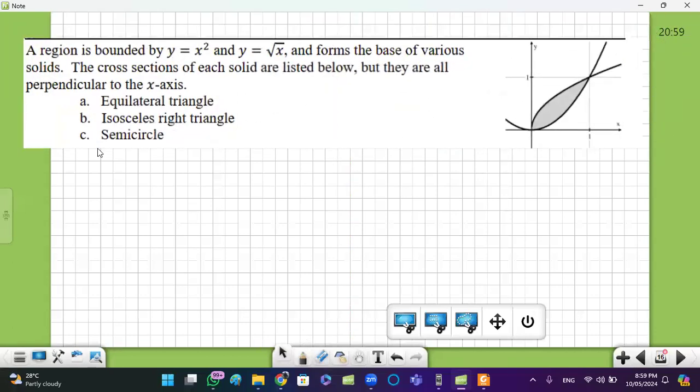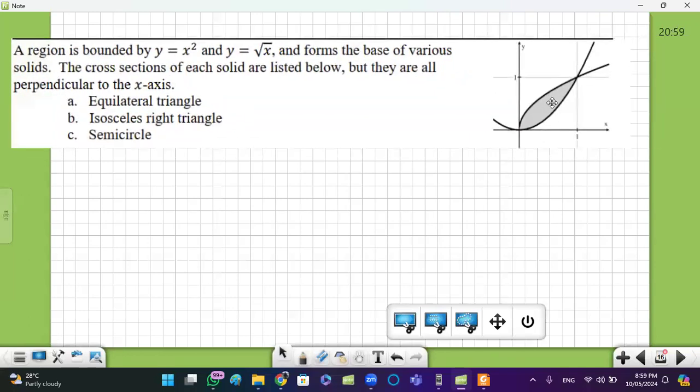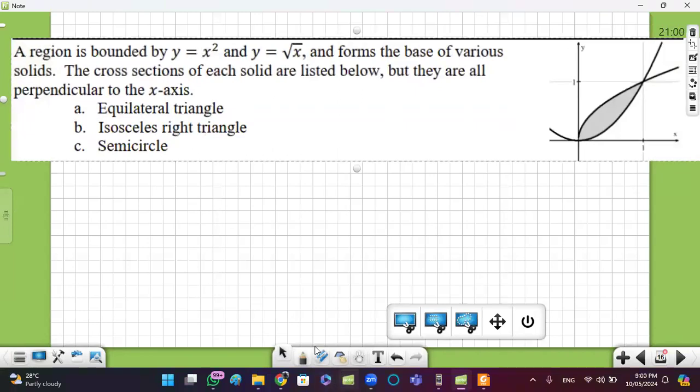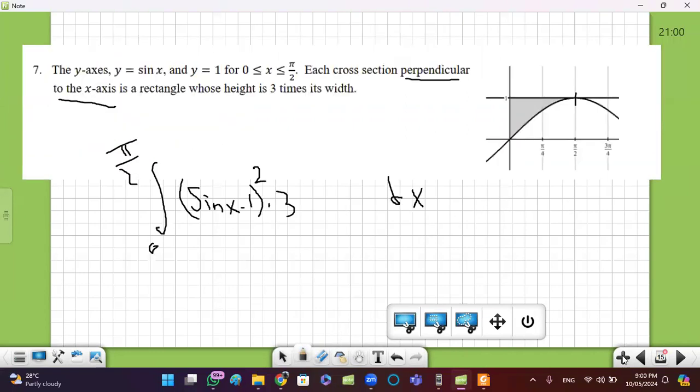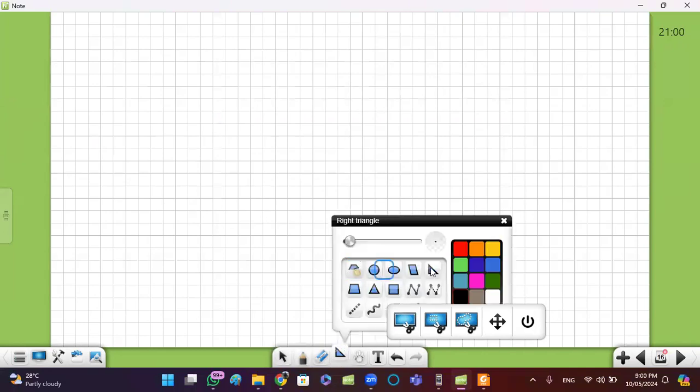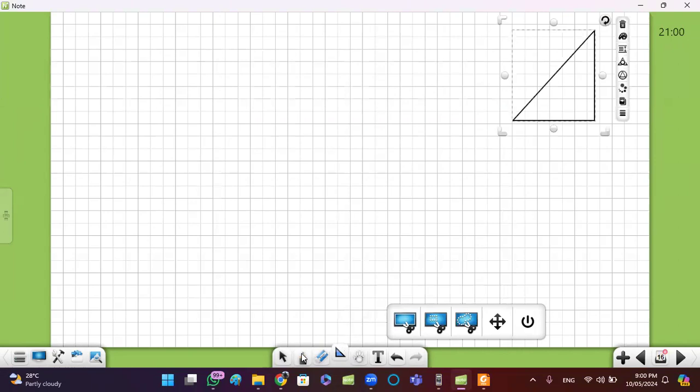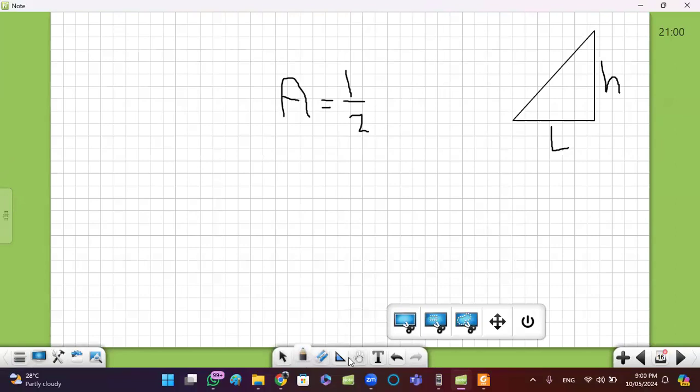Okay. Pay attention here. We have three cross sections which are equilateral, isosceles, and semicircle. Correct? Pay attention to me very well. If I have a right triangle, this is the length and the height he will give me. So what is the area? Width times height divided by 2. Half width times height, correct? Half W times height, right?